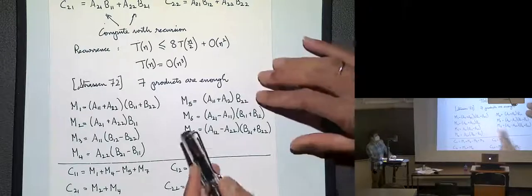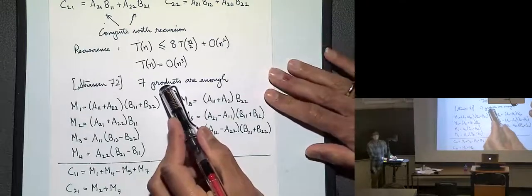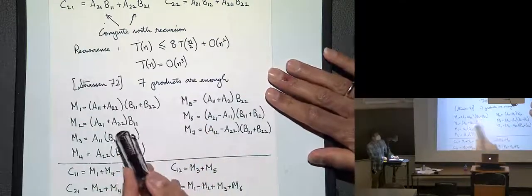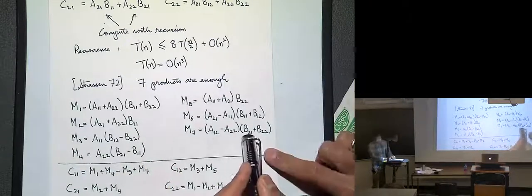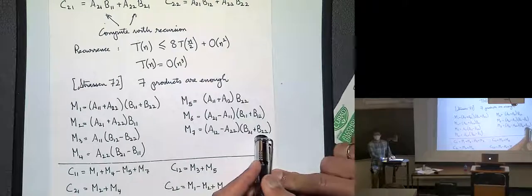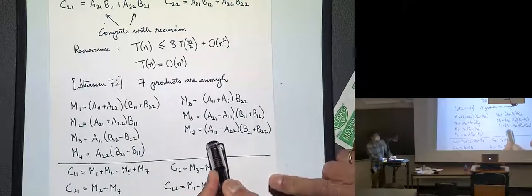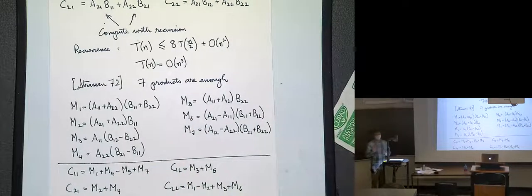Okay, so what you get is 7 products are enough. So these are all these strange products where you add things within the matrix and you multiply. You see that you're adding something within the matrix, also subtracting. Luckily, all the coefficients here are only 1s and minus 1s. But who knows? Maybe you could multiply something by 2 and 3 and subtract things out.